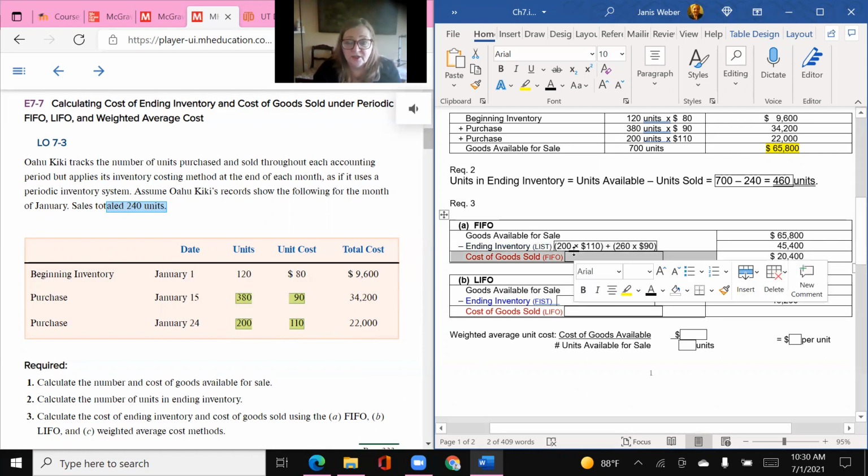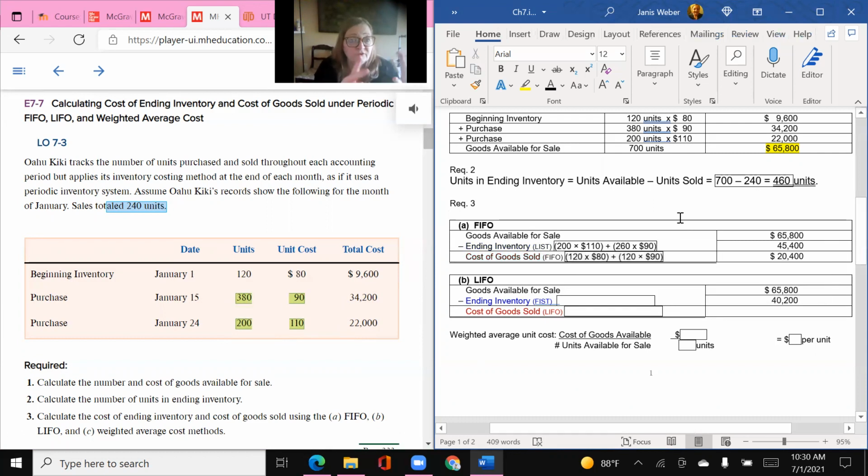You could double check it. You don't have to, but you could double check it by just saying, okay, if 240 were sold, they would have been the earliest ones, 120 at $80 and 120 at $90. So when you calculate that out, you still come to the 20,400. So you're good. You know that's correct.